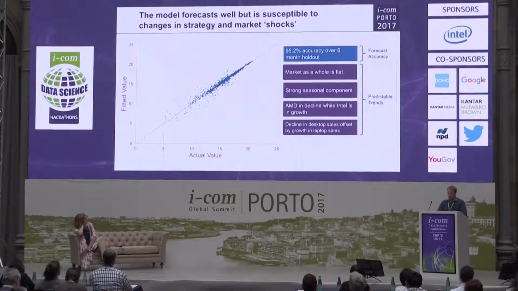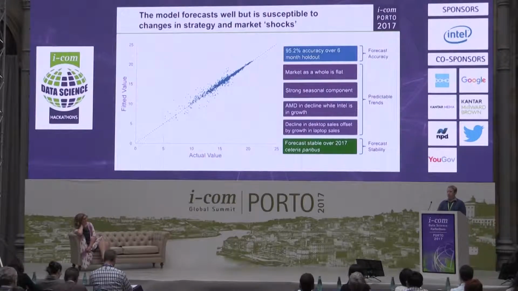And the desktop sales are in a little bit of decline, laptop sales are in a little bit of growth, but ultimately these two offset. So we think our forecast is stable over 2017, holding everything else equal, but we know that we're susceptible to changes in strategy and any market shocks.